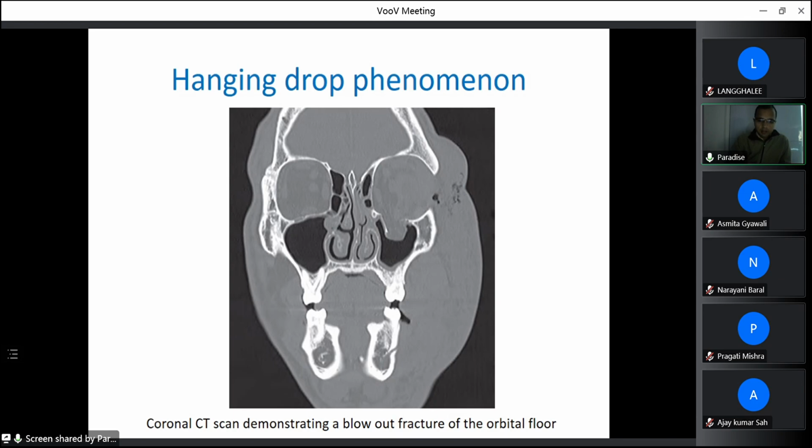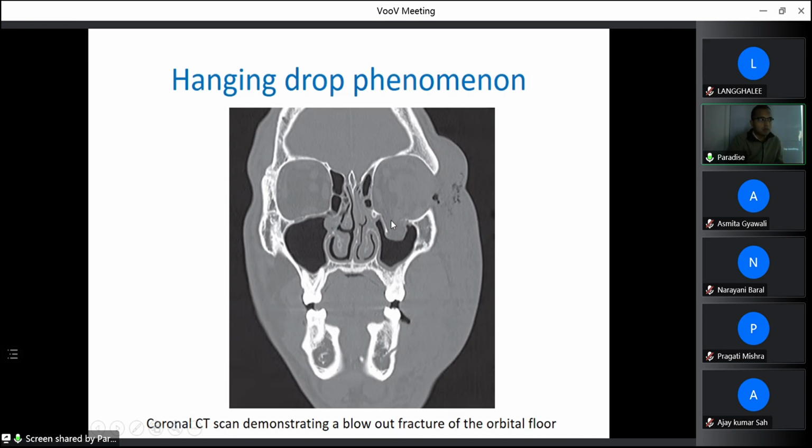Okay. There are two terms, blowout fracture and blow-in fracture. Usually, in case of eyeball or orbital floor fracture, most of the time it is a blowout fracture. Blowout fracture means the orbital content is extruded outside the orbit. That's why it is known as blowout fracture.